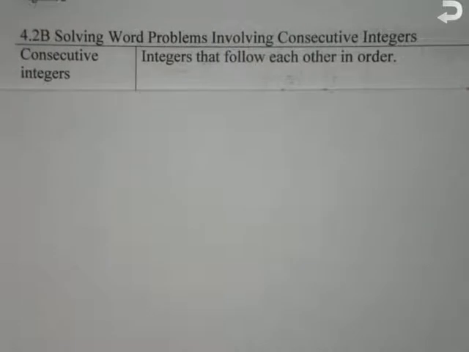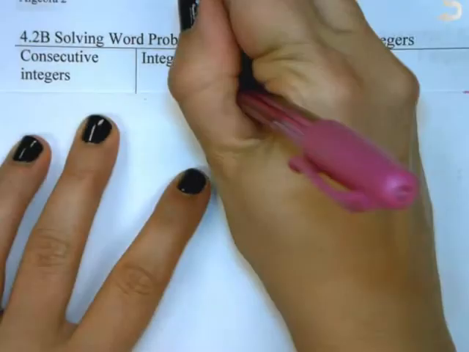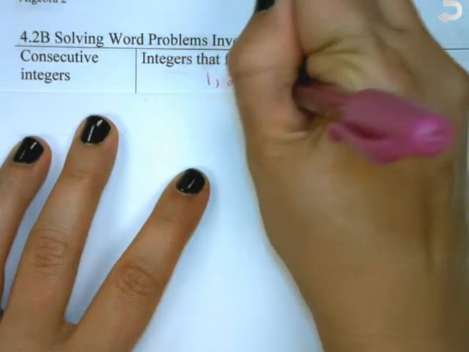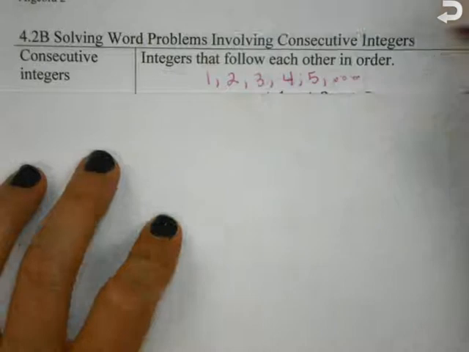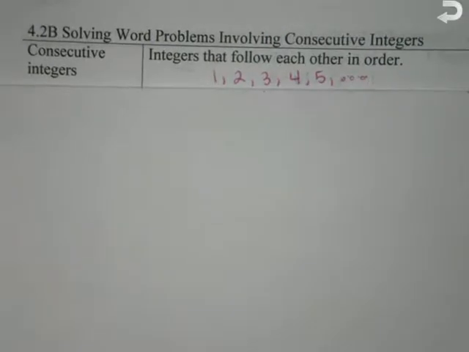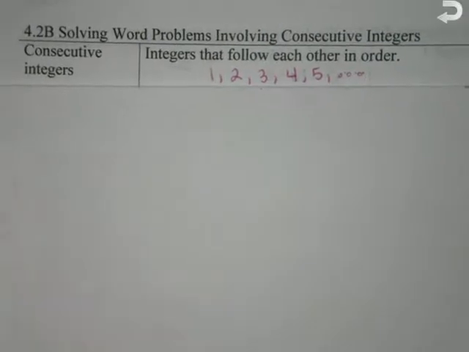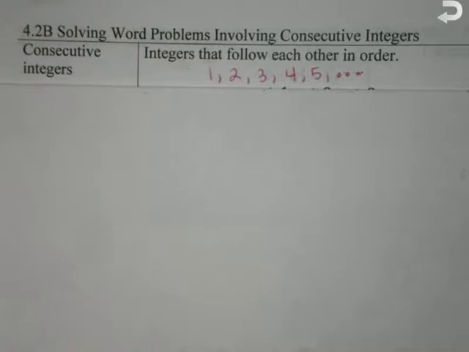For example, 1, 2, 3, 4, 5, and so on, right? So consecutive means they're one right after the other. Now, there is a generic way to write this. For our problems, you're not going to be given any of the numbers. You're going to be given just some information about the numbers. So we're going to have to call one of them x.